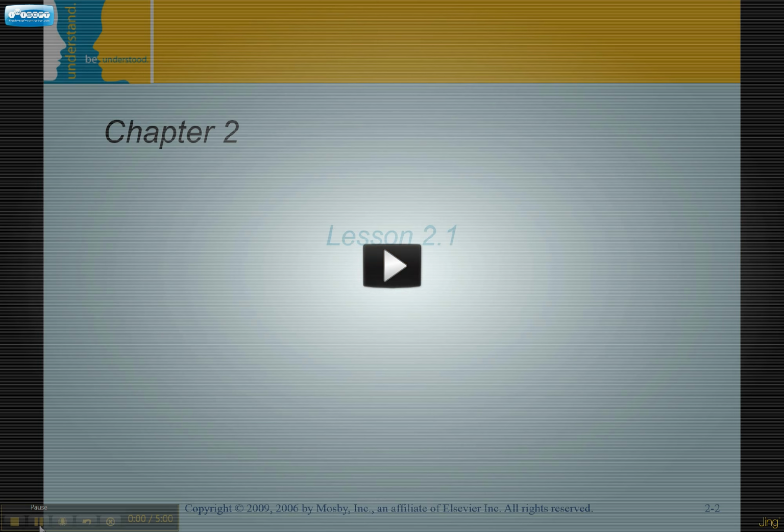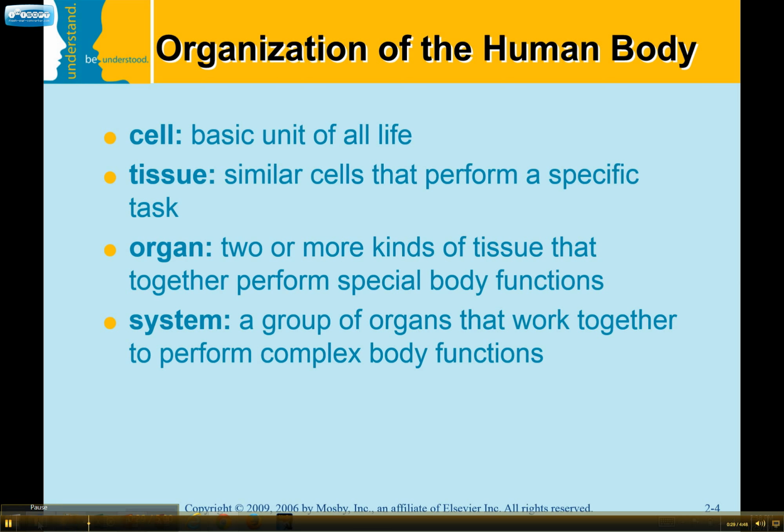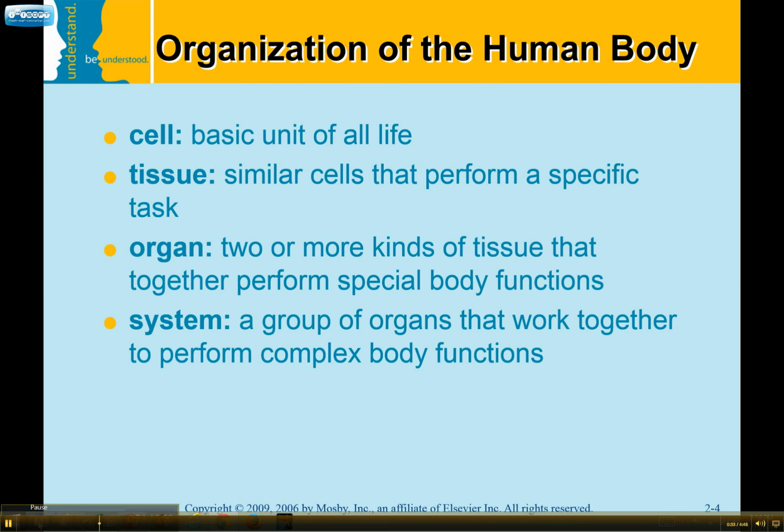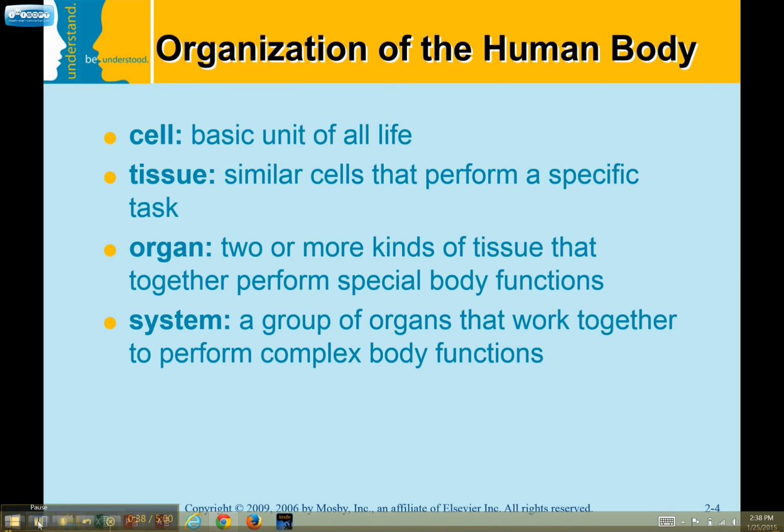Okay, we are going to start off with the organization of the human body. Again, very broad terms, and it's going to start at the beginning and kind of narrow itself down. In this case, it starts at a cell and then goes larger into organs and organ systems. Here are some definitions. They will be matching on the test.